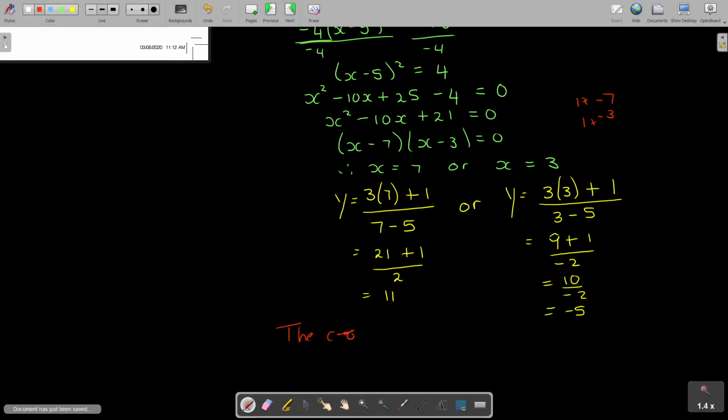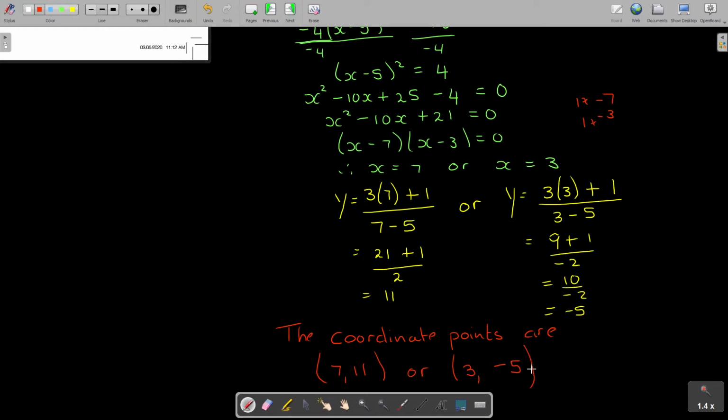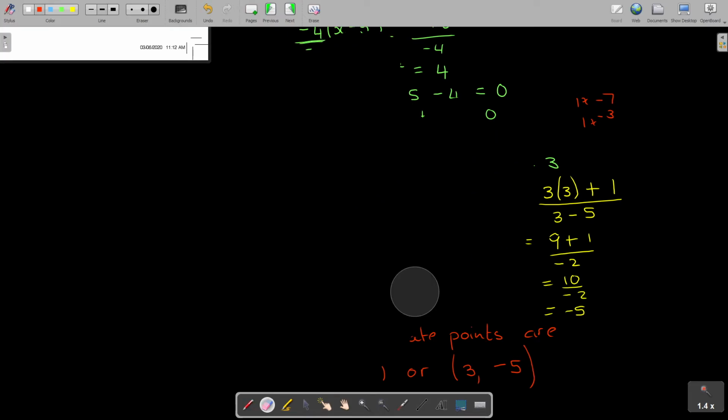So I end up nicely by saying the coordinate points are 7 and 11, or 3 and negative 5. And that's how you do number 2. So that was just making use of the quotient rule and gradient and finding the coordinate points.